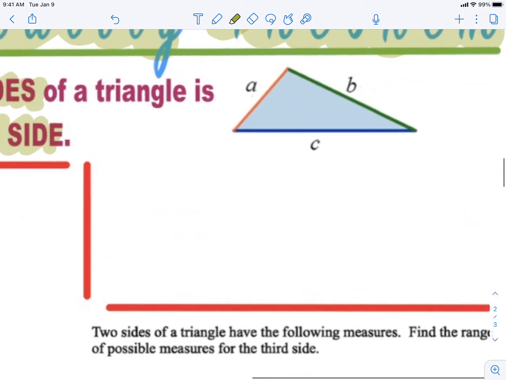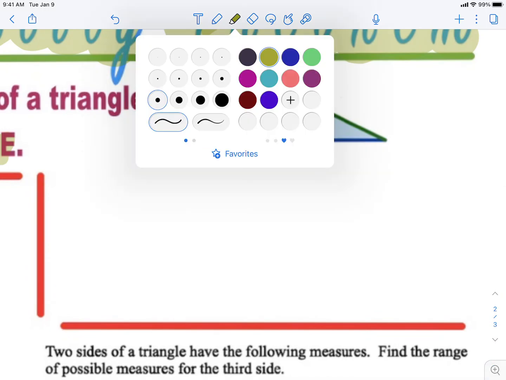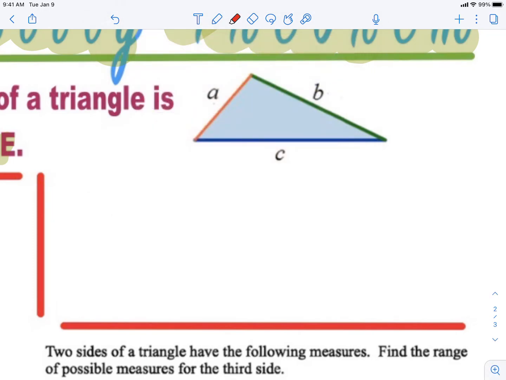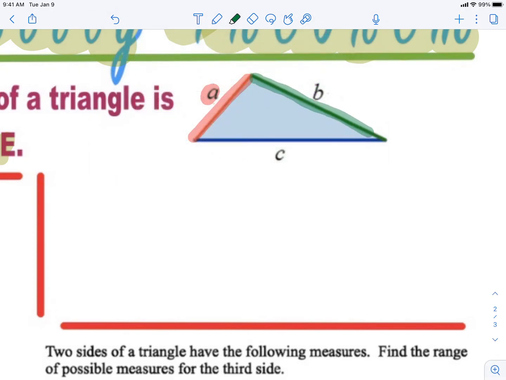So let's take a look here. We have three sides here. We have side A, we have side B, and we have side C of a triangle. Three sides, makes sense. So when you add any two of those sides, it's got to be bigger than the third side.